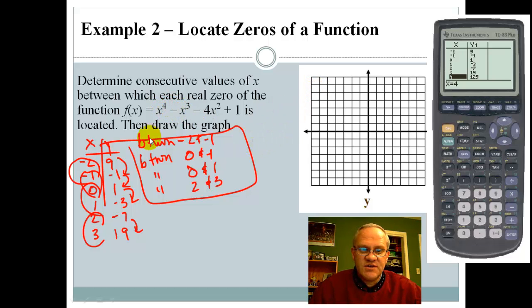All right, well, let's just graph these points then here. So I got -2, 9, -1, -1, 0, 1, 1, -3, 2, -7, and then 3, and 19 is going to be way up here somewhere. So just remember it's going to come way back up here, something like that.